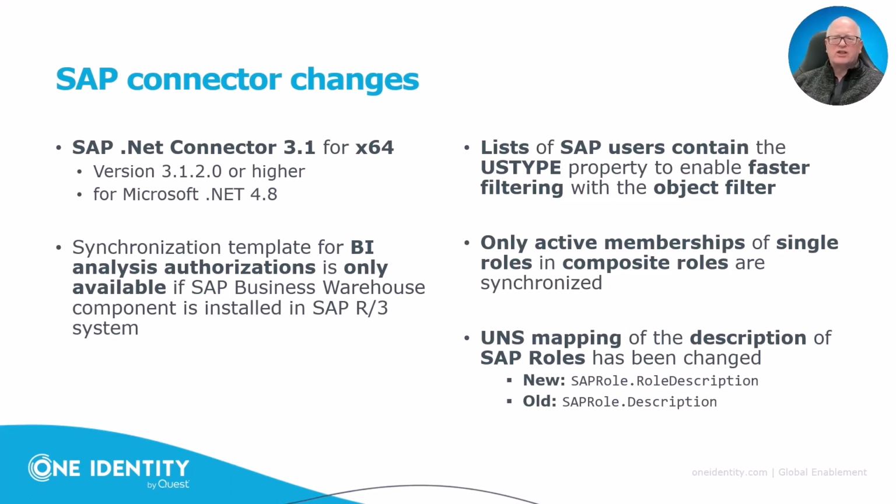We added a synchronization template for the BI analysis authorizations in SAP. But it is only available if the SAP Business Warehouse component is installed in your SAP R3 system. On the left-hand side of our slide, the list of SAP users contains the user type property to enable faster filtering of objects. We don't do anything with that user type property, we just read it out of SAP so that it can be used for filtering purposes in the Identity Manager.